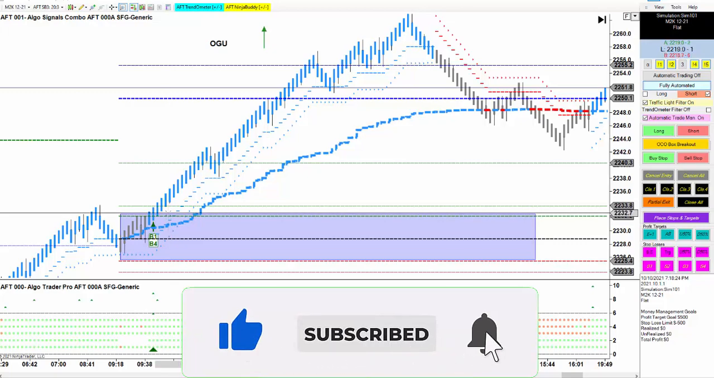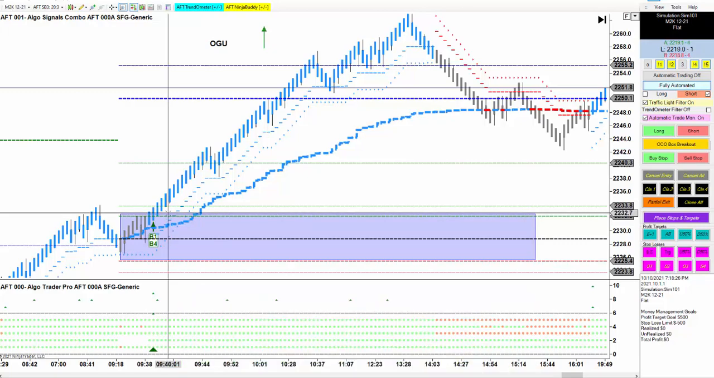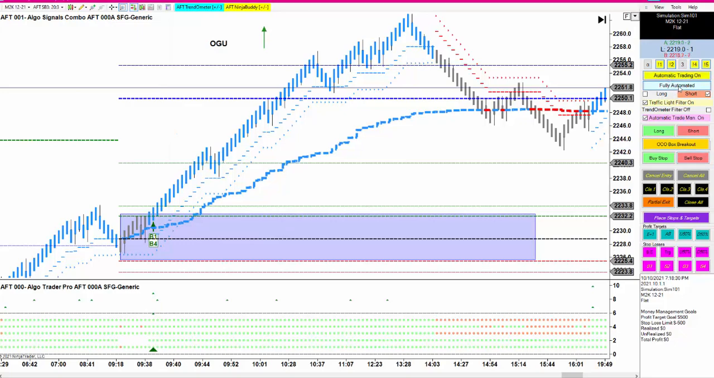Now, the other thing is even though this can be completely automated, so if you just turn automatic trading on and it's set to fully automated and we're taking both the long trades and the short trades, it will execute all the trades, manage all the trades, move the stops, targets come out automatically, everything. But we don't want to trade it like a black box.